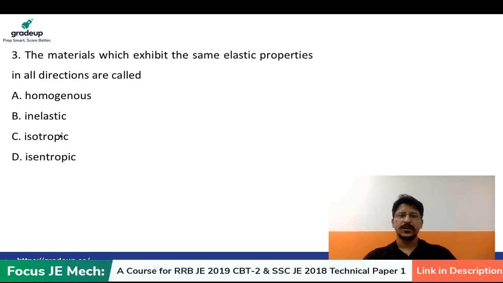Then the third question: the material which exhibits the same elastic properties in all directions is called. What are those materials called? Homogeneous, inelastic, isotropic, or isentropic? Answer: isotropic. All of you are giving me answers. Great, isotropic. Absolutely fine.